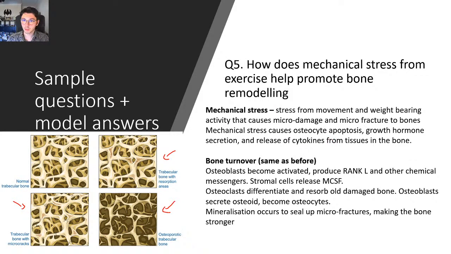Now, once you have this osteocyte apoptosis, growth hormone secretion, all this stuff, you attract the cells to repair the damage, just much like when we had the bone turnover and the bone healing. Then the answer is the same, it's just bone turnover. Osteoblasts become activated, produce RANKL and other messengers. Stromal cells and osteoblasts produce macrophage colony-stimulating factor. You have differentiation, which resorbs all damaged bone. Osteoblasts build the new bone, become osteocytes, and everything mineralizes. And you seal up the microfractures, making the bone much stronger.